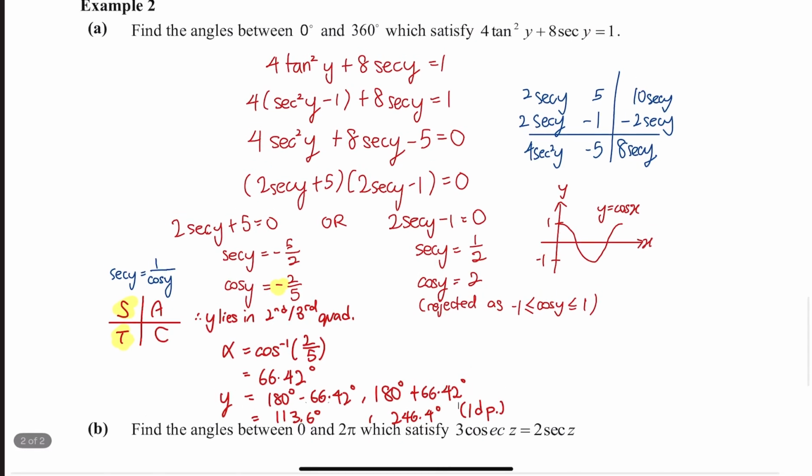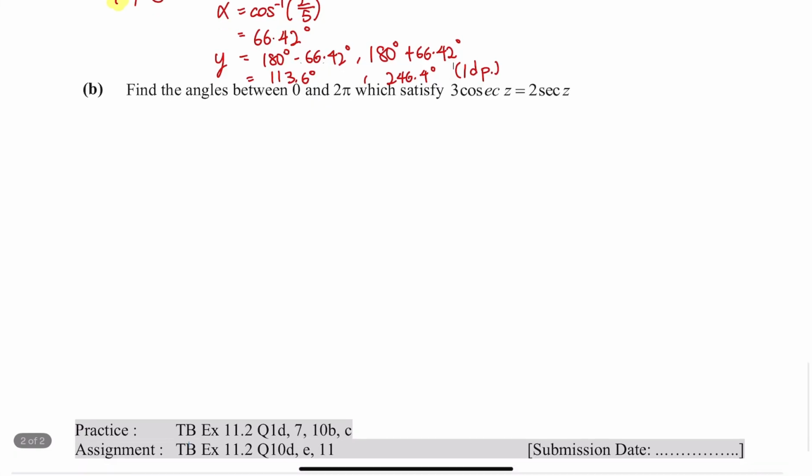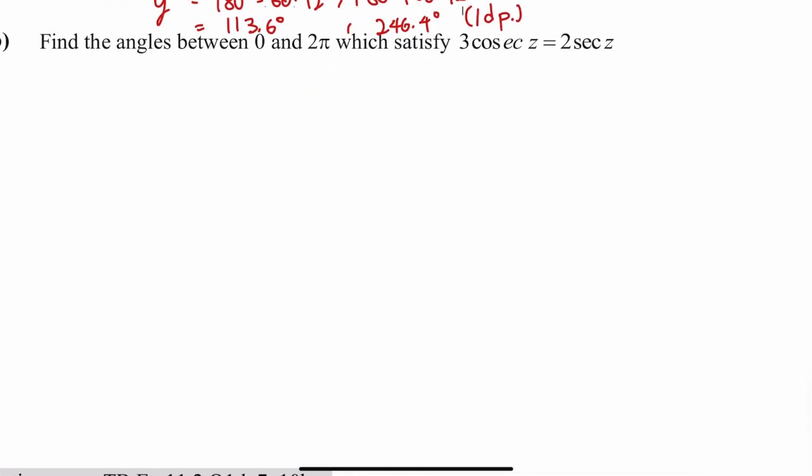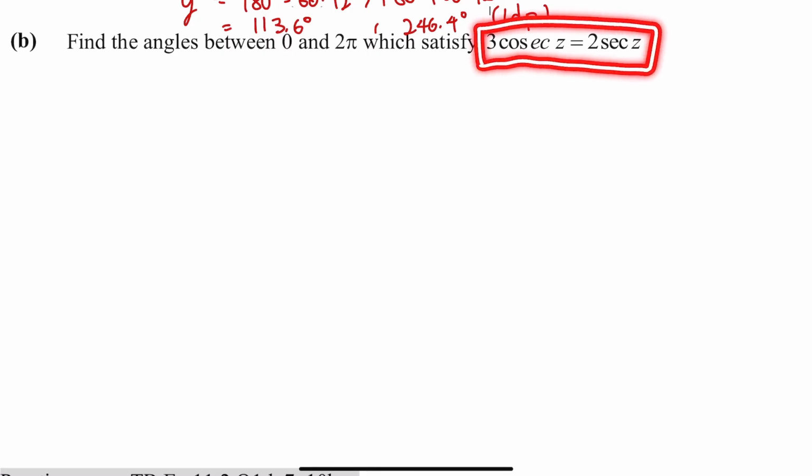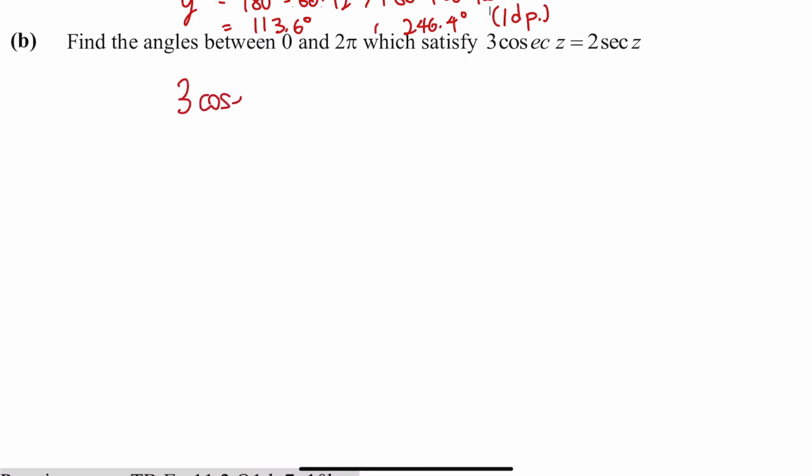Okay, let's look at example 2b right now, the last question for this worksheet. For example 2b, find the angles between 0 and 2 pi. Identify straight away, question is in radian mode, which satisfy 3 cosecant z equals to 2 secant z. So let's simplify from here. 3 cosecant z equals to 2 secant z.